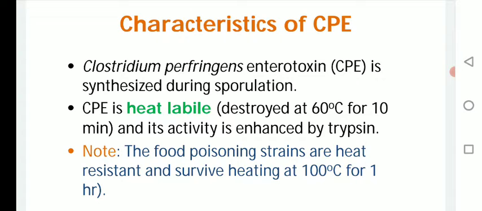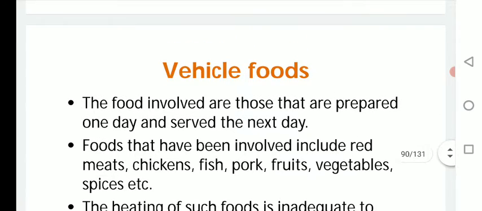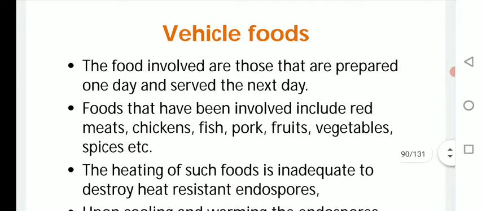Then characteristics of CPE. So Clostridium perfringens enterotoxin, CPE, is synthesized during sporulation, and CPE is heat labile. It gets destroyed at 60 degrees Celsius for 10 minutes, and its activity is enhanced by trypsin. So food poisoning strains are heat resistant and survive heating at 100 degrees Celsius for 1 hour. Then the vehicle of food: the foods involved are those that are prepared one day and served the next day.